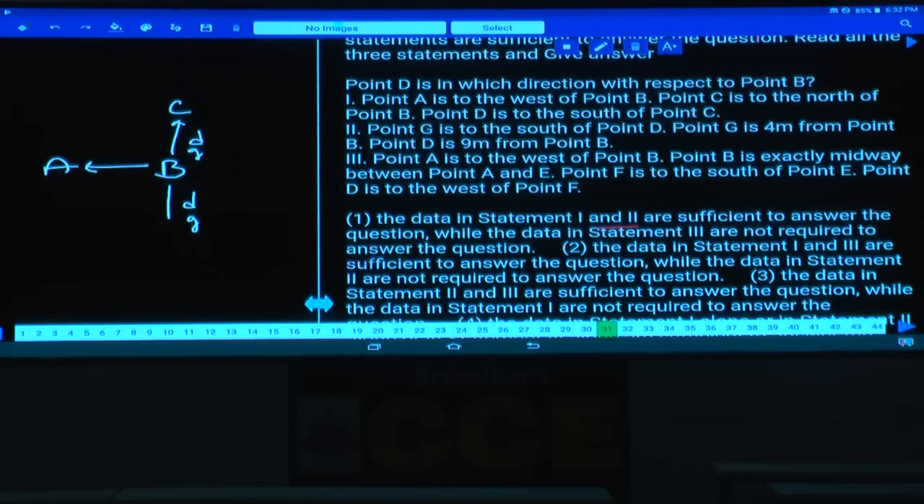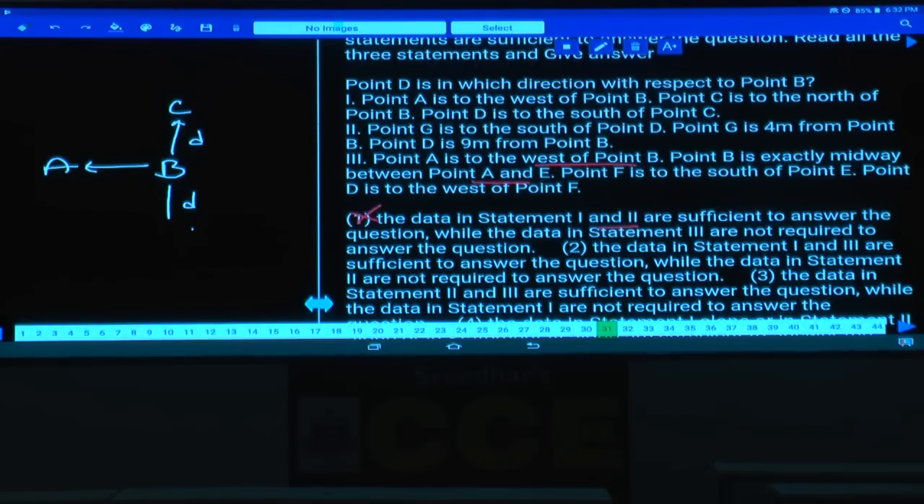Hence choice 1, choice 4 are ruled out. Now we are left with 1 and 3. Now in this 1 and 3, this is condition number 1. A is to the west of B, C is to the north of B, and D is to the south of C. Then condition number 3. What is condition number 3 here? A is to the west of B. B is exactly midway between A and E.